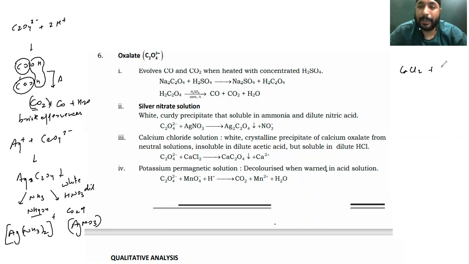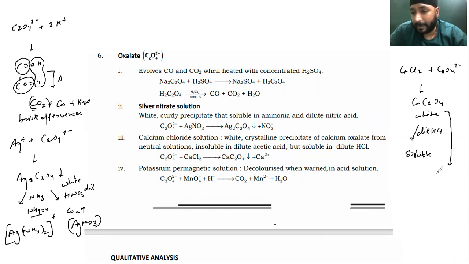Now understand with calcium chloride. In calcium chloride, this oxalate will lead to the formation of calcium oxalate, which is a white precipitate again. A fun fact about it: in acidic medium, dilute HCl, it is soluble, and in CH3COOH, acetic acid, it is insoluble. Understood? So it will not get soluble in that.